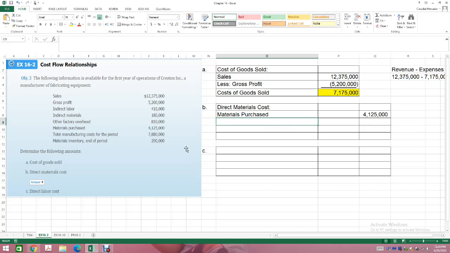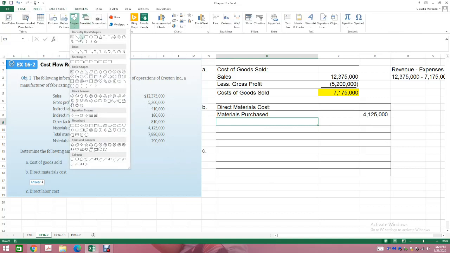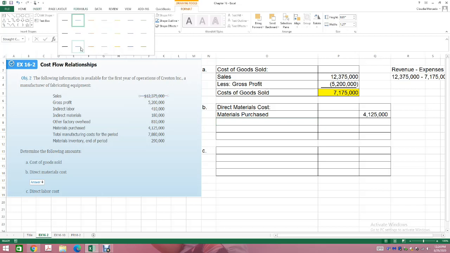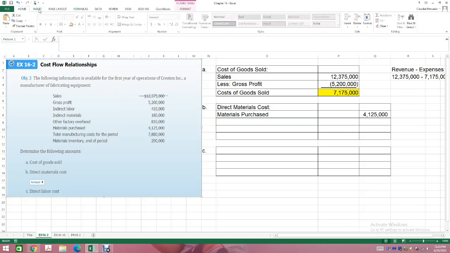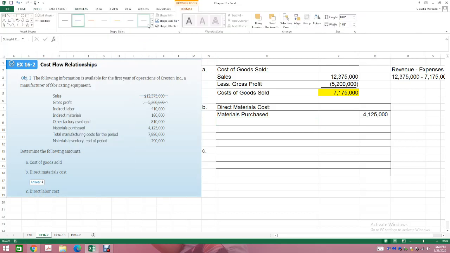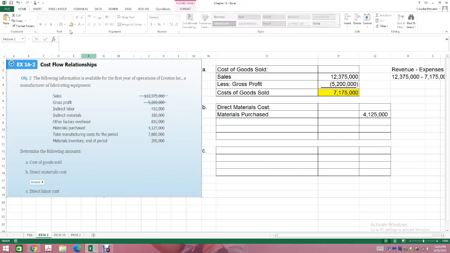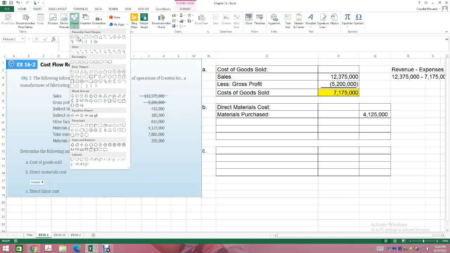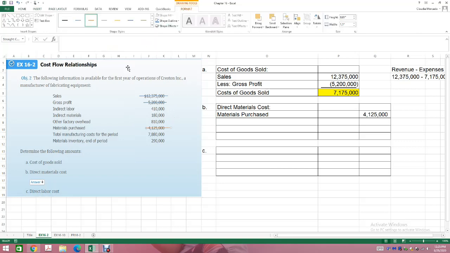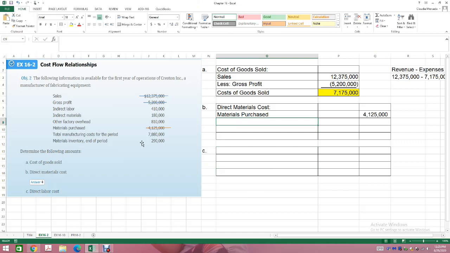Excuse me. Now, we need to look at what else has materials. Now, I've already used these, so I'm going to go ahead and mark them off. That way I don't get confused. So I already used my sales. I've already used my gross profit here. Okay. Now, I've already used my materials purchased right here.